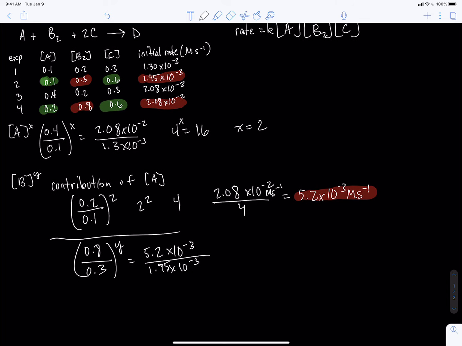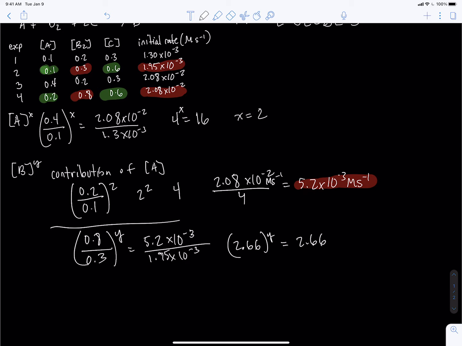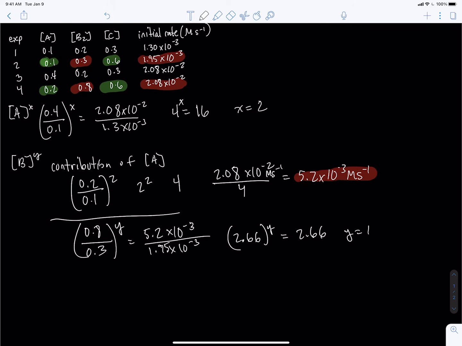And now we just solve for y. So 0.8 divided by 0.3 gives me 2.66 raised to the y power. And then if we take 5.2 times 10 to the minus third and divide it by 1.95 times 10 to the minus third, we also get 2.66. So what's the order in B? It's just first order in B.